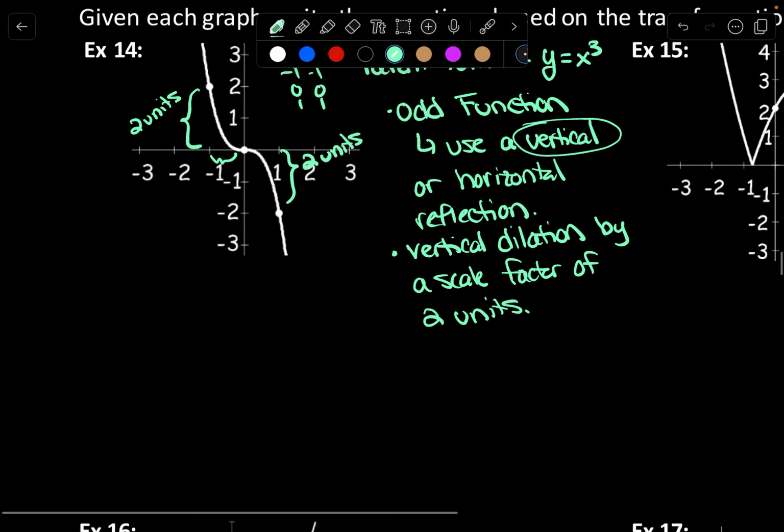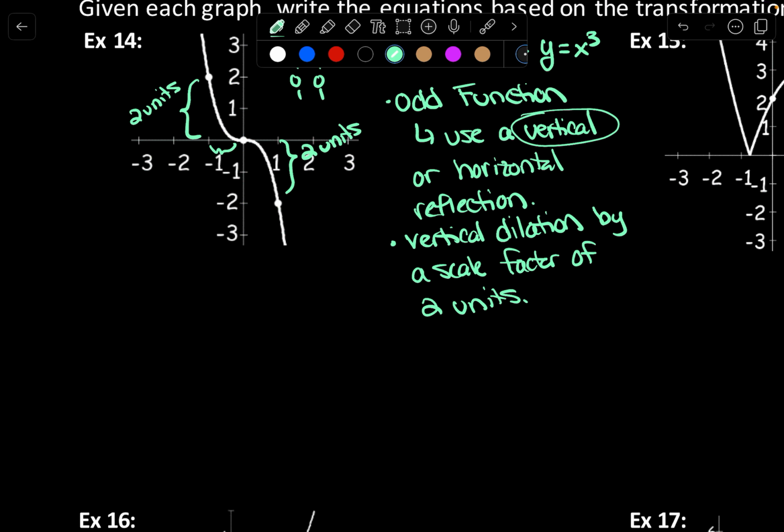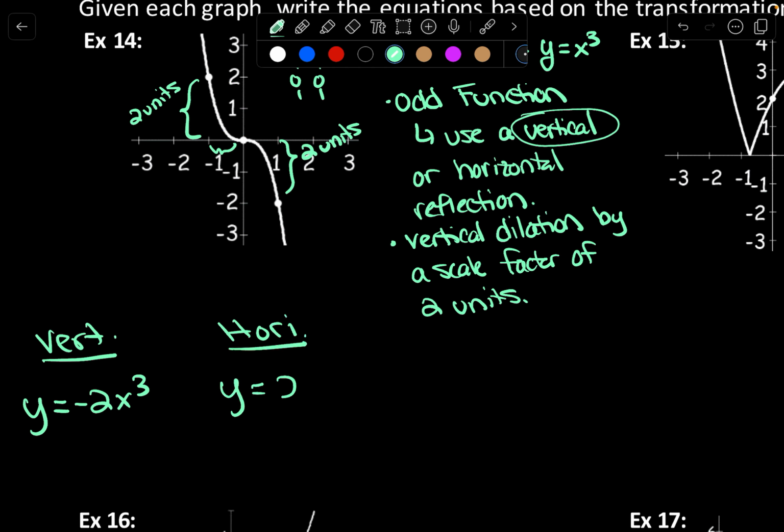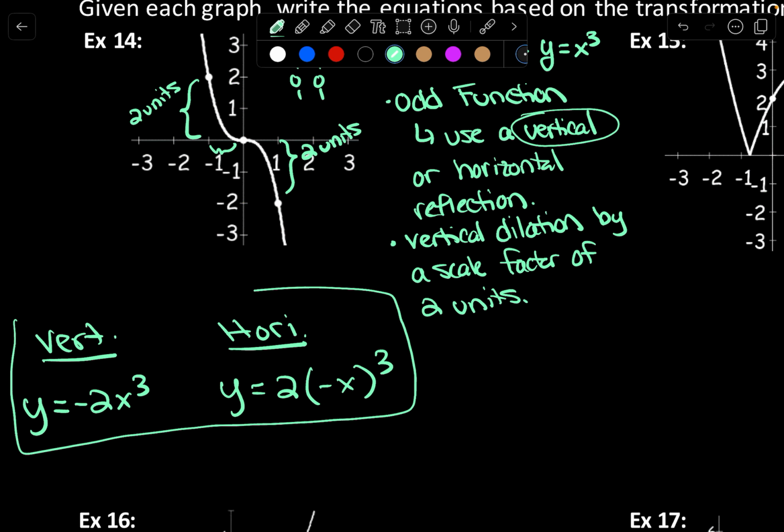All right, so we took care of our reflections, translations, and dilations. So for this one, if we want to use the vertical reflection, it's going to be y equal to -2x cubed. If you want to use the horizontal reflection, that's going to be y equal to 2 times (-x) cubed. And if you see, these are equivalent if we were to multiply the negative out, but either one is acceptable.